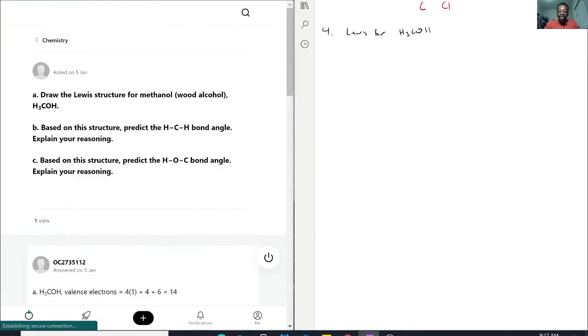H3COH. Now methanol is a little bit tricky because we have to know that we're adding a hydroxide group. The reason why I say that is because the best thing to start with is just drawing the methane. Okay, I know that we're adding extra steps, but if we just jumped right to drawing the methanol, we would most likely end up confusing ourselves. Okay, so with that being said, we have CH4 for methane.